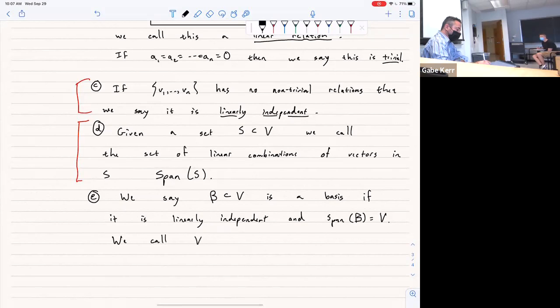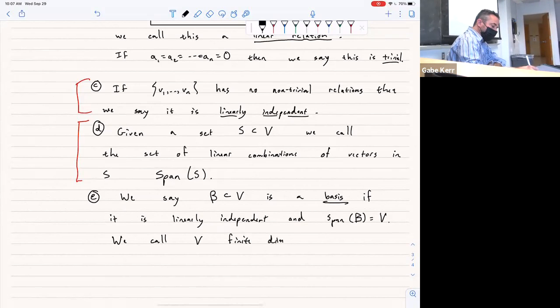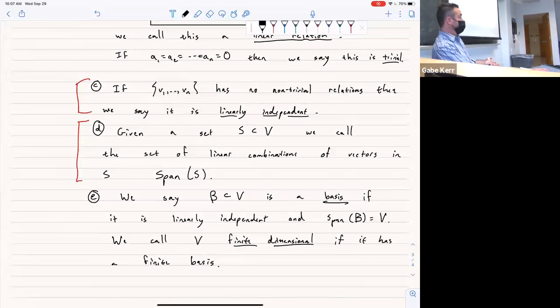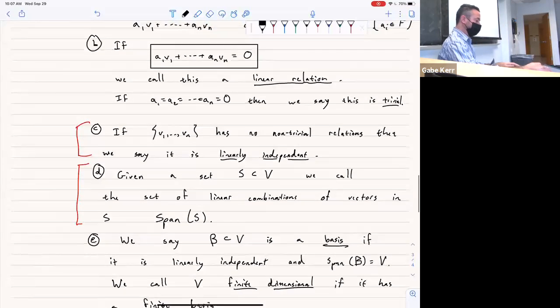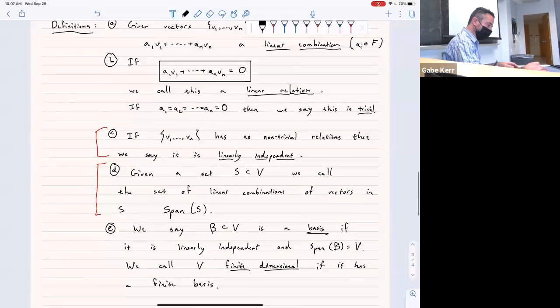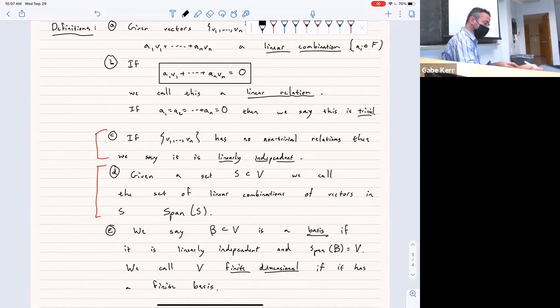We call V finite dimensional if it has a finite basis. Thus finally getting to the dimension. We haven't really put a number on it yet, but that's a lot. I got 5 definitions at least on the board here, on the screen. And they're very important. Yes, please, Matt.